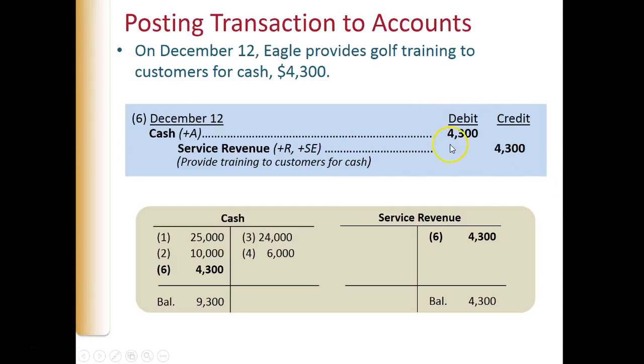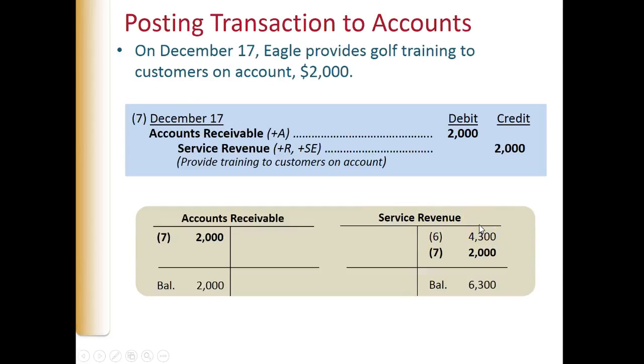Next, on December 12th, Eagle provides golf training to customers for cash, $4,300. Cash increased $4,300. Service revenue increased $4,300. Do you see number 6, debit to cash, service revenue, credit. Then on December 17th, Eagle provides golf training to customers on account, $2,000. Our accounts receivable increased, $2,000. Our service revenue increased as a credit, $2,000.